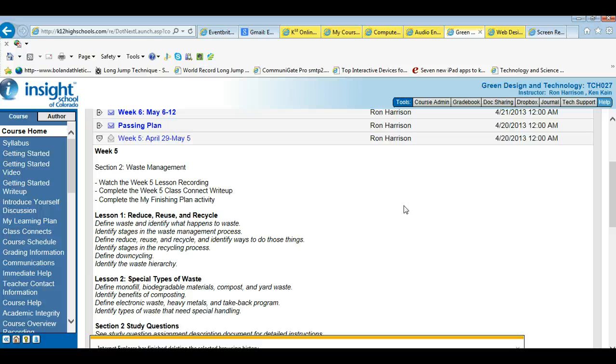Well, welcome to week 5 for green design. You can see that week 5 we're jumping into section 2, which is about waste management. And week 5 also goes April 29 to May 5.